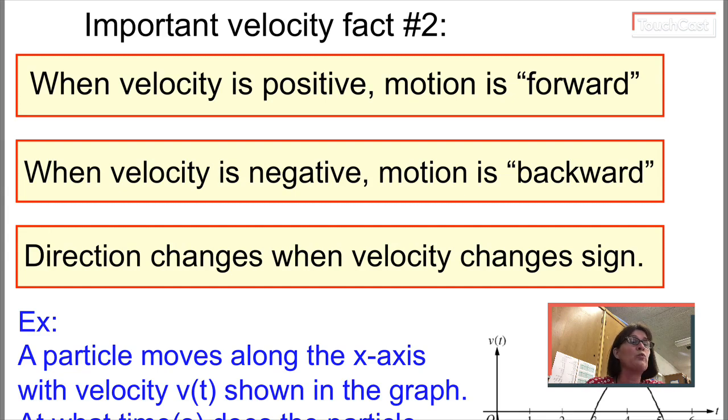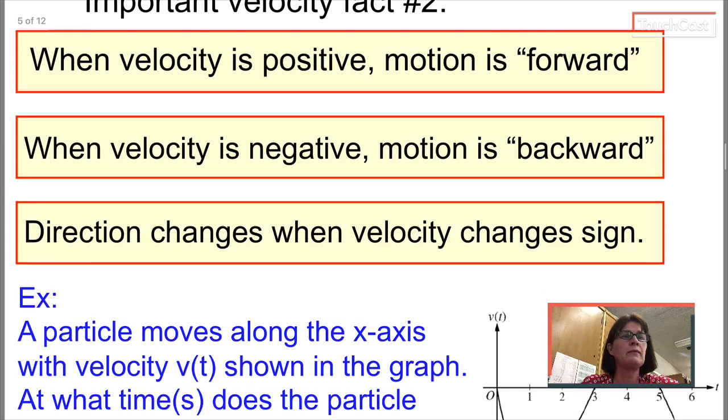And here's the one that's for sure going to show up on the test. Direction changes. That means you change from going forward to backward or backward to forward when velocity changes sign. And specifically, that means changing from positive to negative or from negative to positive. So let's take a look at this picture down here.